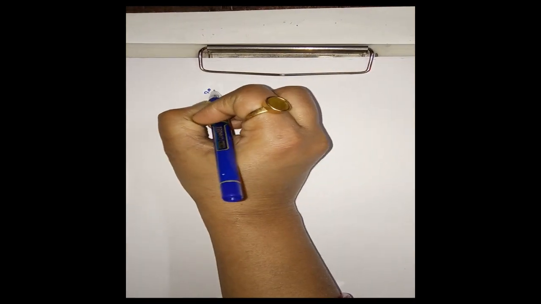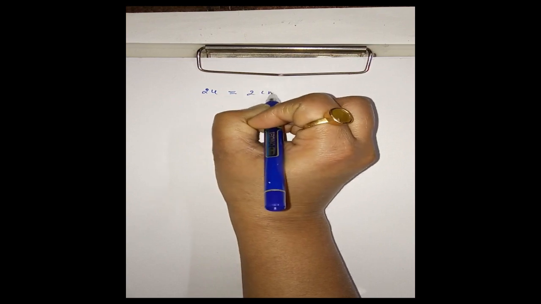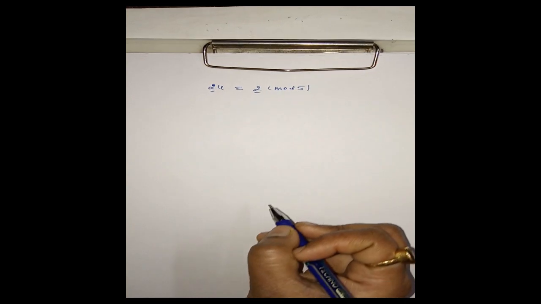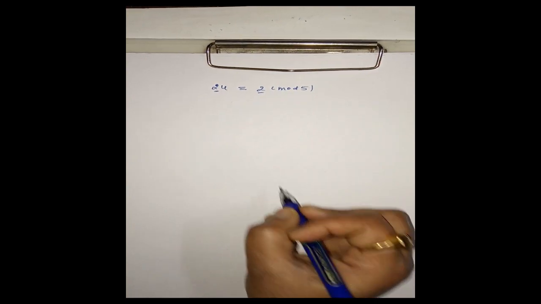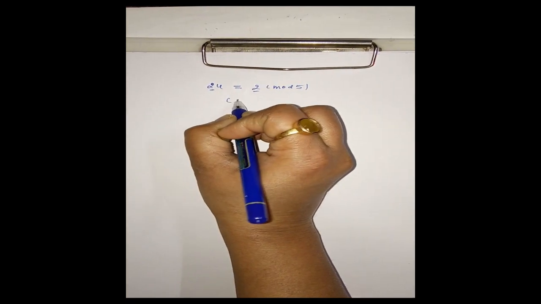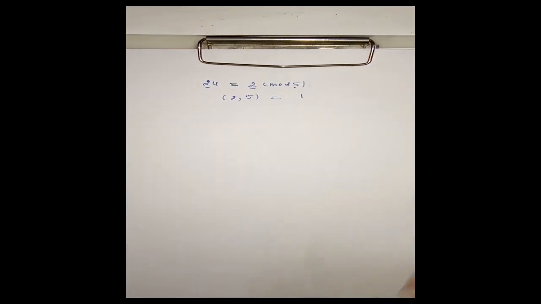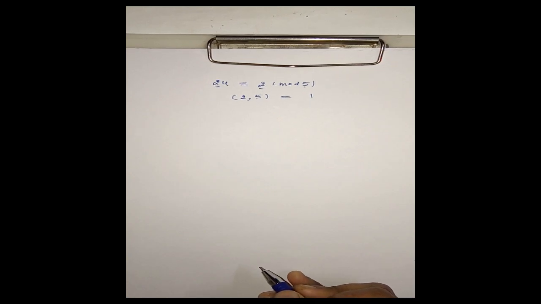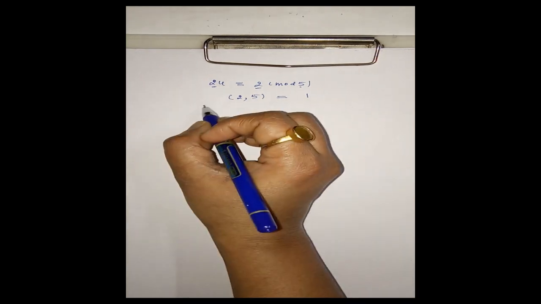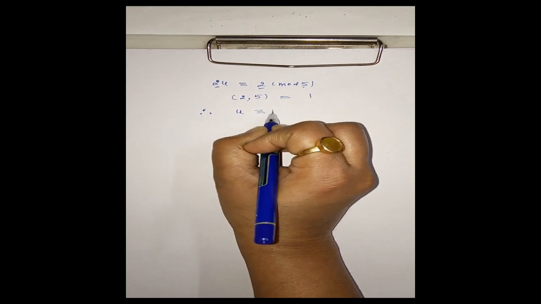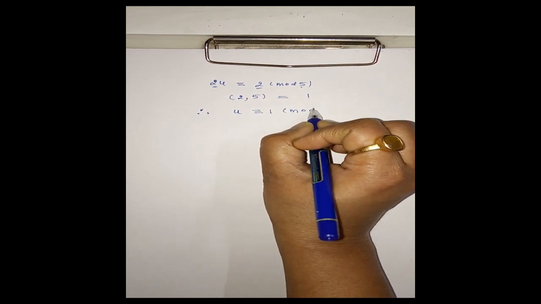Now we have 2u is congruent to 2 modulo 5. 2 is common here, but we cannot directly cancel out 2 here. We have a condition: the GCD of this 2 and this 5 is 1. 2 and 5 are relatively prime. Therefore, now we can cancel out 2 from both sides and write u is congruent to 1 modulo 5.